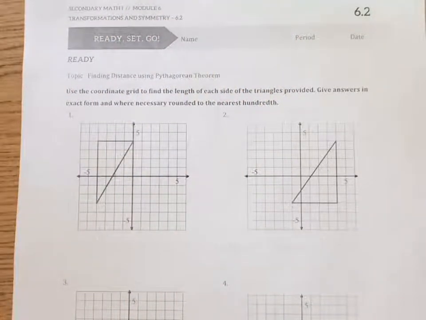All right. Use the coordinate grid to find the length of each side of the triangles provided. Give answers in exact form and, where necessary, round to the nearest hundredth.